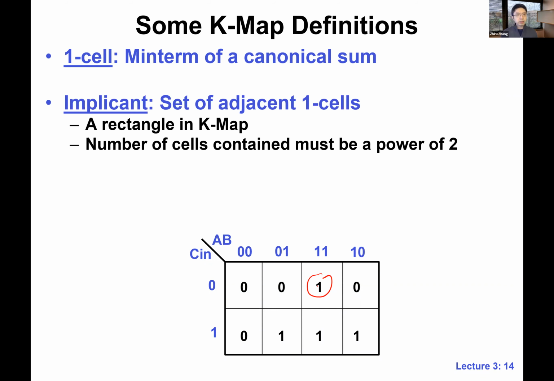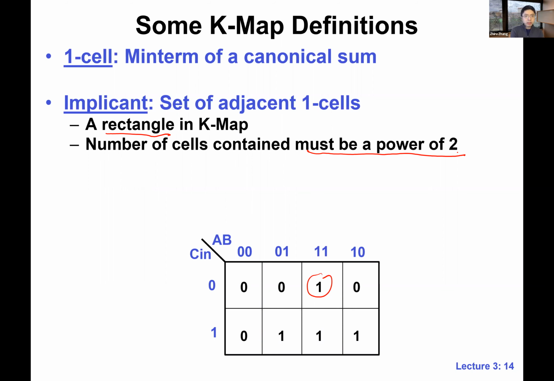And we have something called an implicant. Okay, this is a mouthful, but this is an interesting and important definition. It's basically a set of adjacent, again, the notion of adjacency is coming up, a set of adjacent one cells, and it's a rectangle in the kernel map. We need to highlight this: it's a rectangle, and the number of cells in this rectangle must be a power of 2. Must be 1, 2, 4, 8. These are the numbers that we can have in the rectangle for a kernel map.